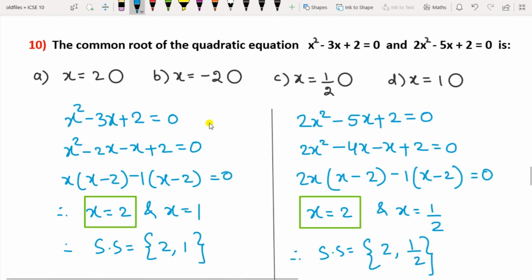Okay. The common root of the equation x square minus 3x plus 2 equal to 0 and 2x square minus 5x plus 2 equal to 0 is. That means these two equations have a common root. So what is that? Yeah, that you have to find. Solve both the equations by the quadratic method, by factorization method. So in this case, for the first equation you get value of x as 2 and 1. For the second equation you get the value of x as 2 and 1 by 2. So x equal to 2 is the common root for both these equations. So x equal to 2, that is option A, is the correct option.